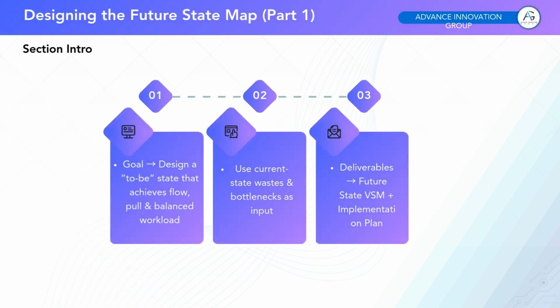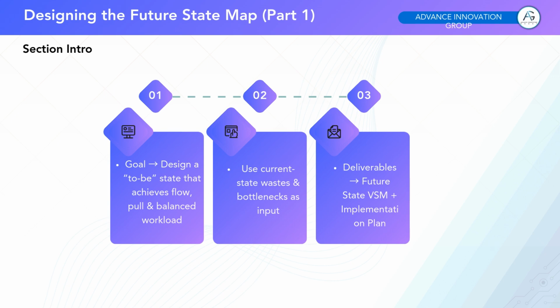In this section, we focus on designing the future state map. Our goal is to create a to-be process that achieves flow, pull, and a balanced workload. We'll use insights from the current state map, especially wastes and bottlenecks, as key inputs. By the end, we'll have a future state VSM along with a practical implementation plan to guide process improvements.